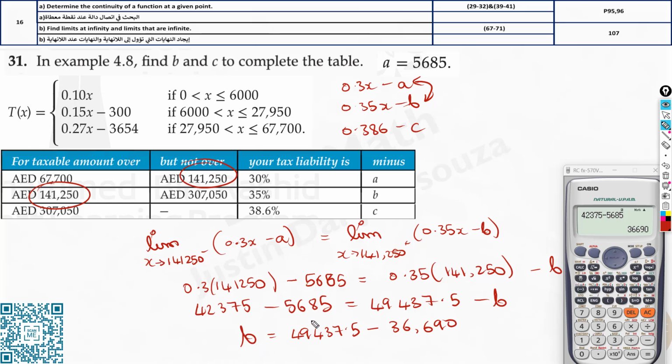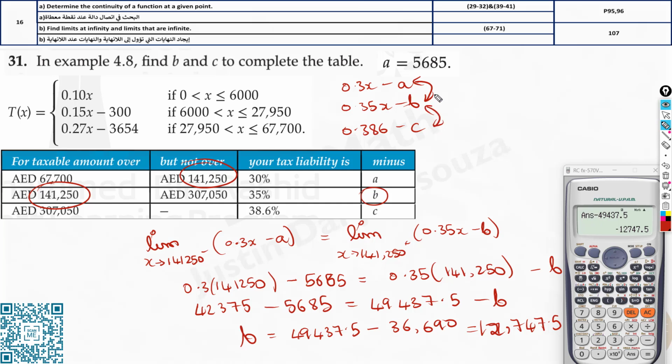So negative b will become positive b. Now all you do is subtract it over here, just to save the time of typing. The answer should not be negative because I used the other way around. The answer is 12,747.5. So the b value is 12,747.5. That's the b.